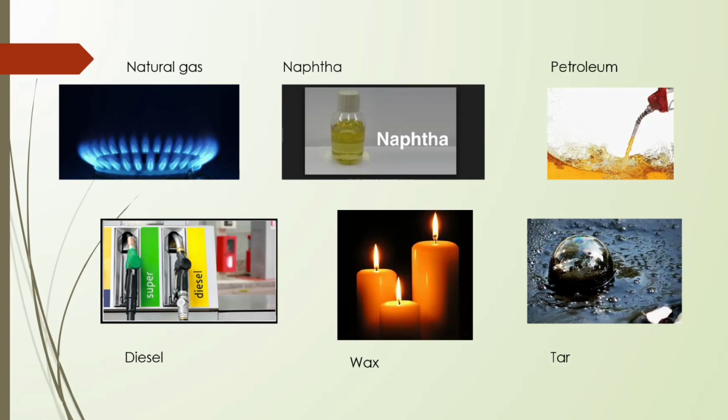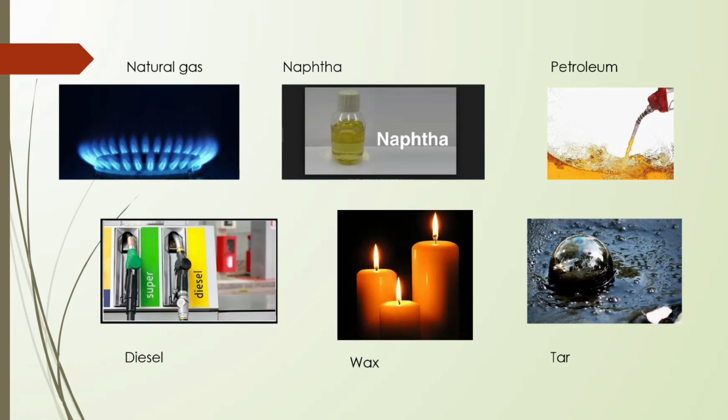Order of refinement for these petroleum products, starting from crude oil, also known as petroleum, is as follows. Natural gas: natural gas is typically the first product to be extracted during the refining process. It consists primarily of methane and is often used for heating and electricity generation.